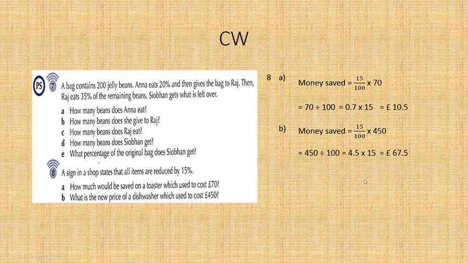Now I have to get the new price for the dishwasher. So the new price is going to be the total money, which is 450, minus the money saved, which equals 67.5. When I do this subtraction operation, it's going to be 382.5 pounds. And this is the new price of the dishwasher.